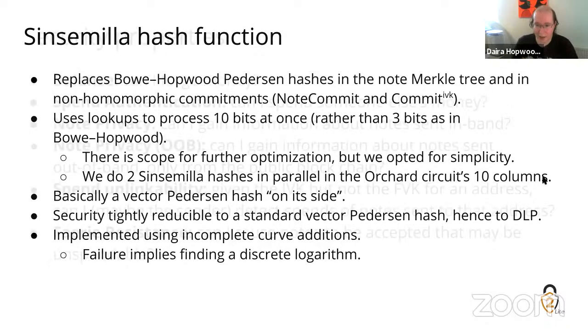Okay. Oh, another thing, if we go back to that slide. It's more efficient to use incomplete curve additions. Because we're using a short Weierstrass curve, the simplest equations for addition on the curve don't necessarily work for all points, but we can prove that in those exceptional cases, we will be able to find a discrete logarithm, and therefore the exceptional cases must happen only with negligible probability. Okay, next.